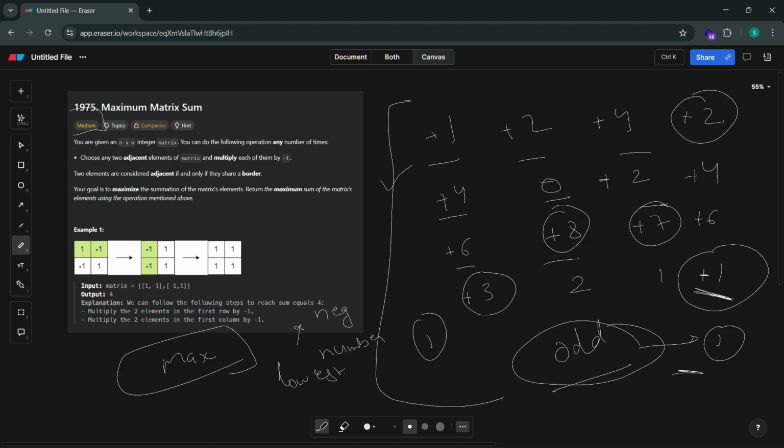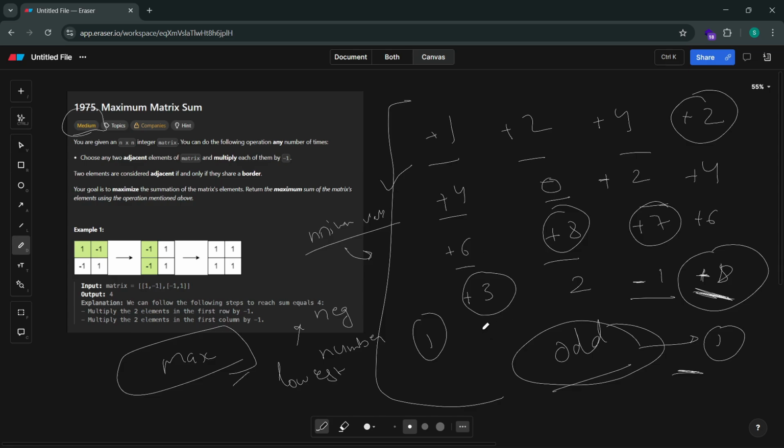I don't know why it is medium, but you just need to count the number of negative elements, and keep the minimum value to have the negative value assigned to it. Let's suppose here it was 8. So what I will be doing, I will be assigning it -1 and this will be +8. I hope it is clear to you all.